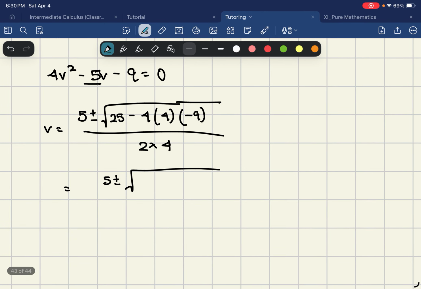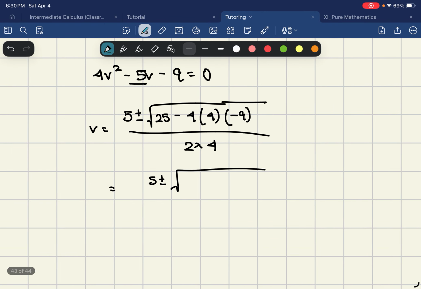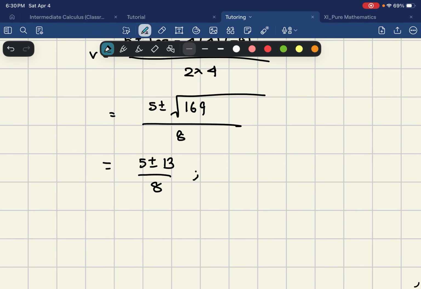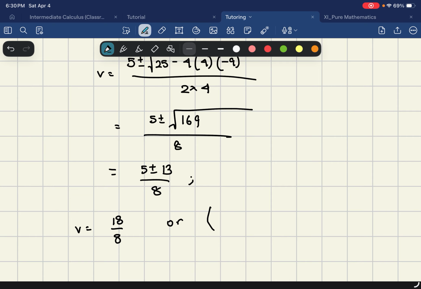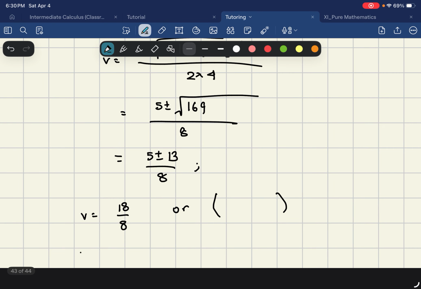25 minus 4 times negative 9. That is 169 divided by 8. So we have 5 plus or minus 13 by 8. And this gives me either 18 by 8 or something that is negative, right? 5 minus 13 goes negative. I need to reject my negative solutions because v is bigger than or equal to 0. So whatever my negative value is, I'm going to reject it. So v is, I believe, 9 by 4.